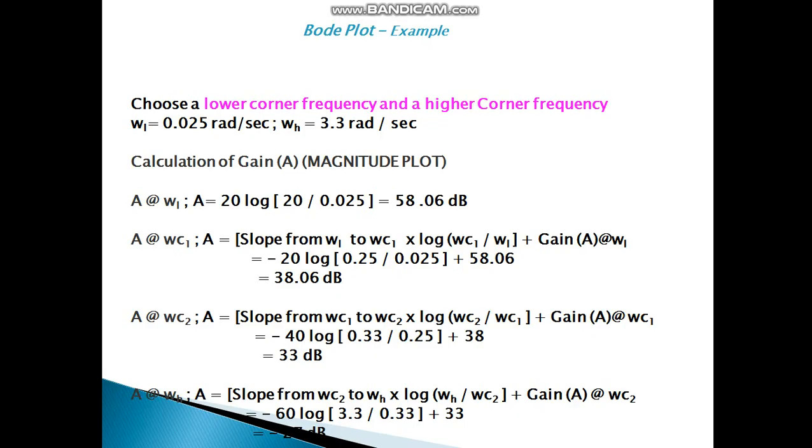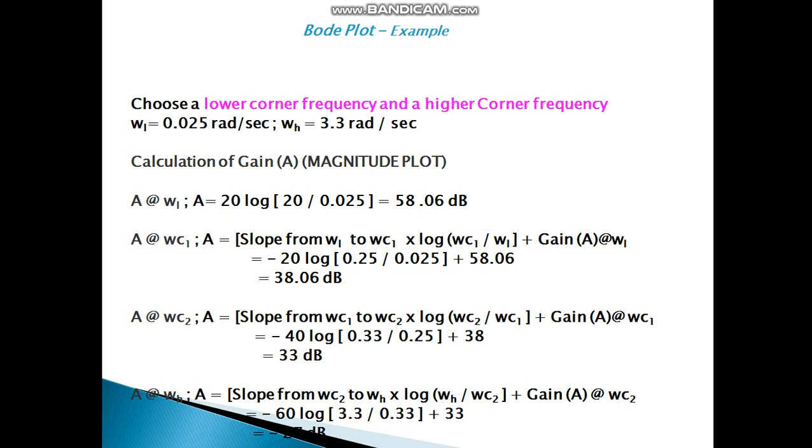Now we are going to plot the magnitude plot. The magnitude plot is drawn between the omega and the gain A. So for omega, find the magnitude at omega equal to 0.02, that is equal to 20 log (20 by 0.02) equal to 58.06 dB.